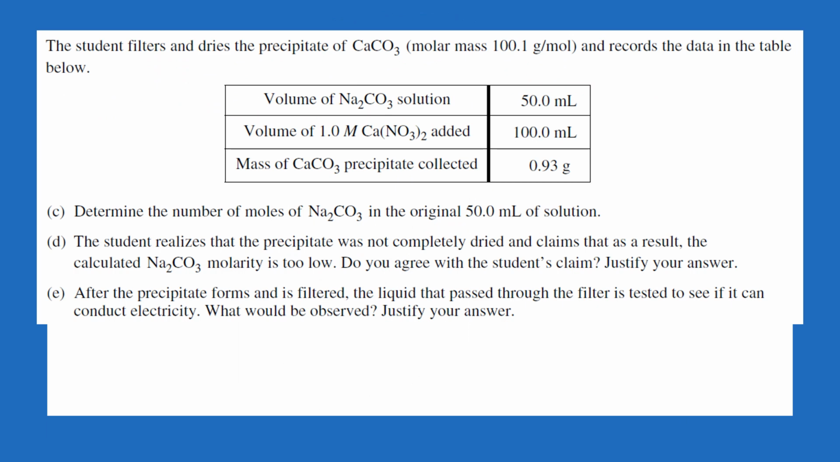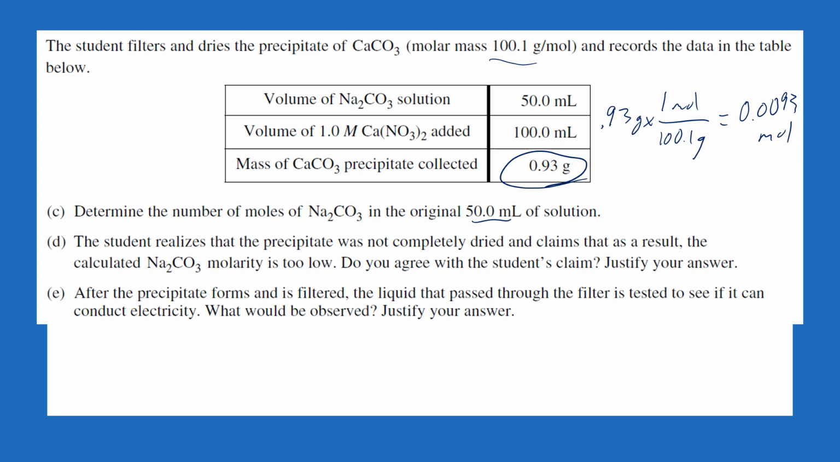Okay, so filter and dry the precipitate, record the data in the table, determine the moles of sodium carbonate in the original 50 milliliters of solution. This is going to take a couple steps now, right? We need to change this grams to moles using the molar mass, 0.93 grams, 100.1 grams per mole. So we have 0.0093 moles.